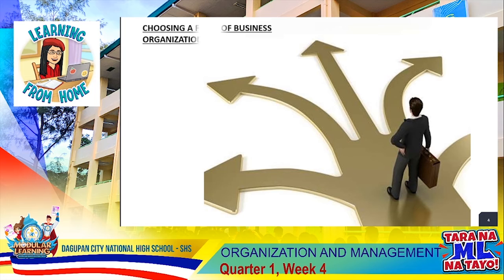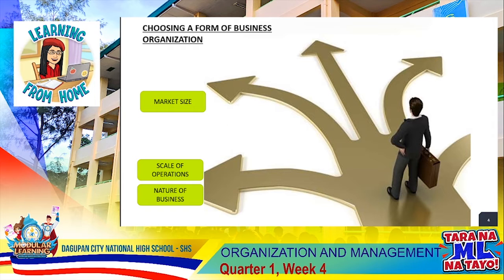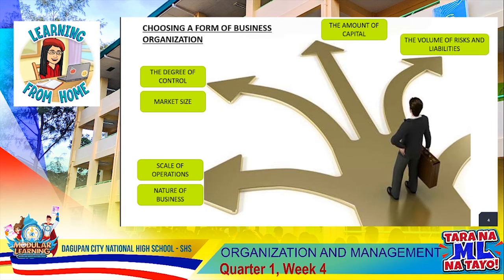The choice of the form of business is governed by several interrelated and interdependent factors. The nature of business as the most important factor. The scale of operations, like volume of business, whether large, medium, or small scale, and size of the market area, whether local, national, or international. The degree of control desired by the owners. Amount of capital required for the establishment and operation of a business. The volume of risks and liabilities, as well as the willingness of the owners to bear it. And comparative tax liability.